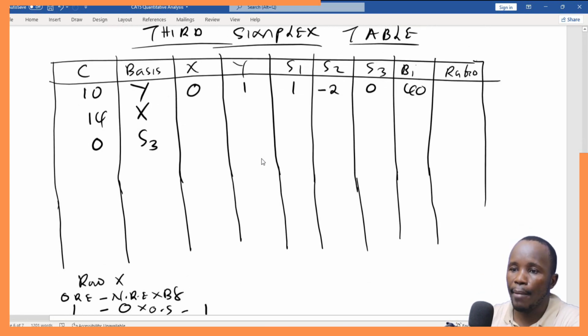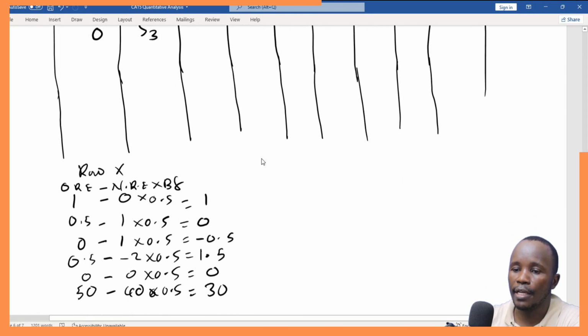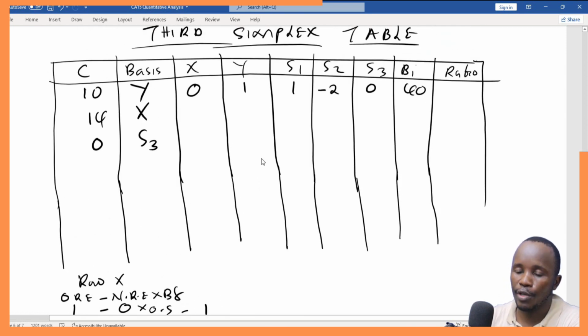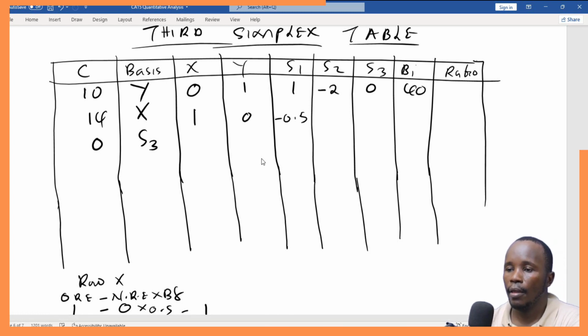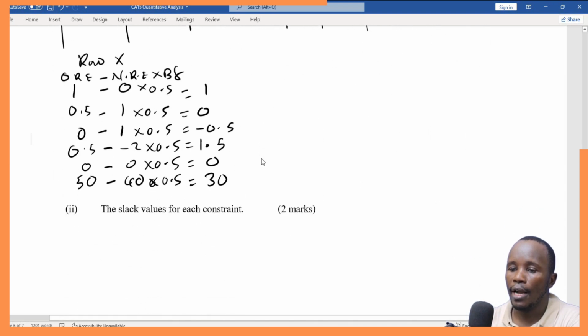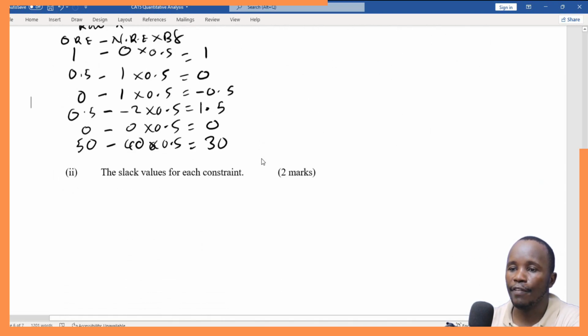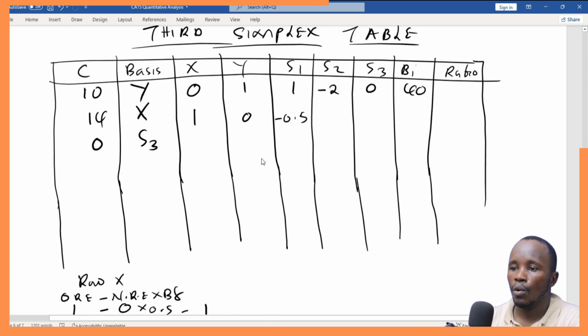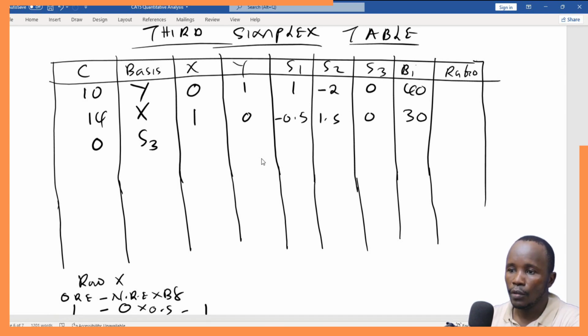So these are my new X row elements. That is 1, 0, 0, negative 0.5. Then we shall have 1.5, 0. Good.